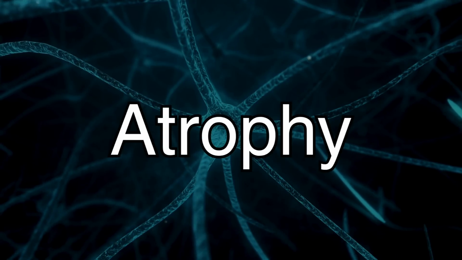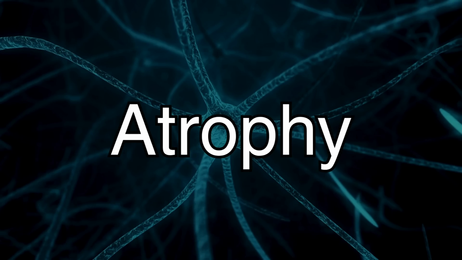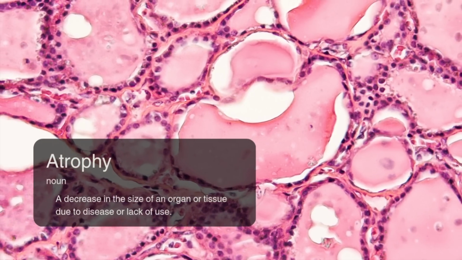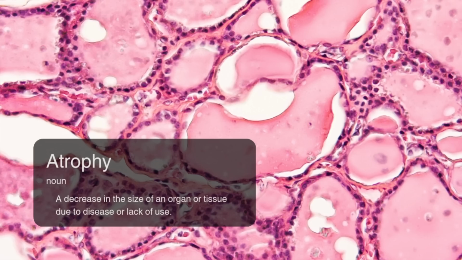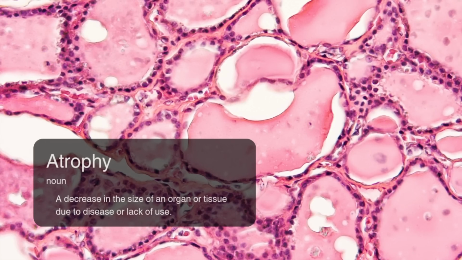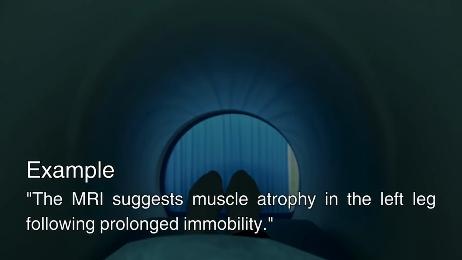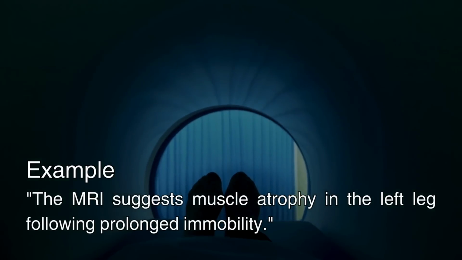Atrophy. Atrophy is a decrease in the size of an organ or tissue due to disease or lack of use. The MRI suggests muscle atrophy in the lower leg following prolonged immobility.